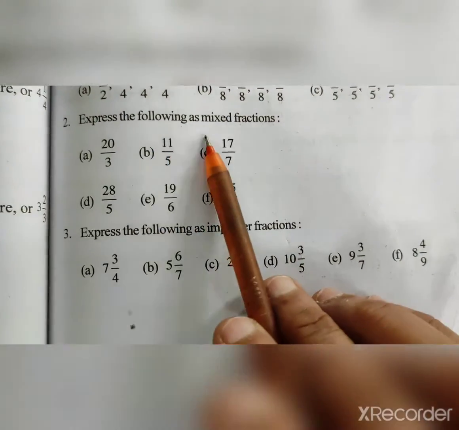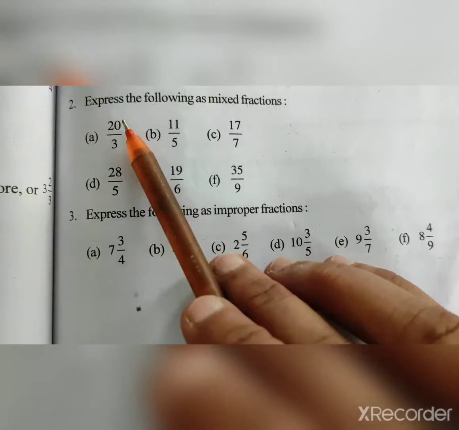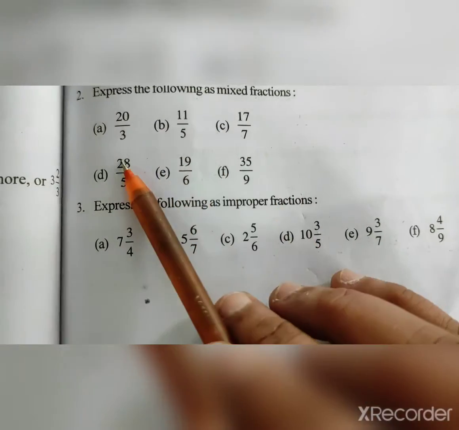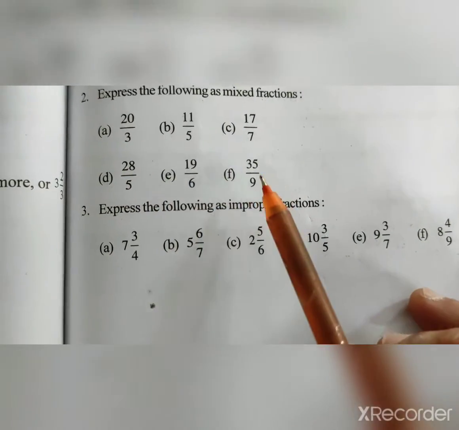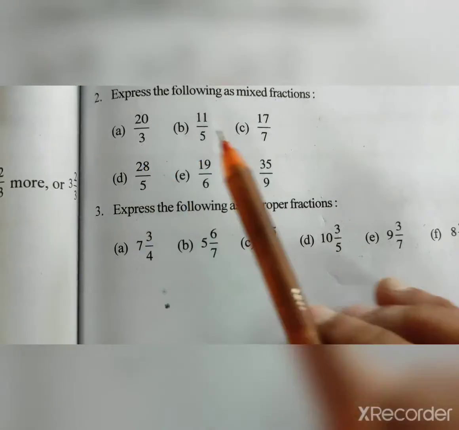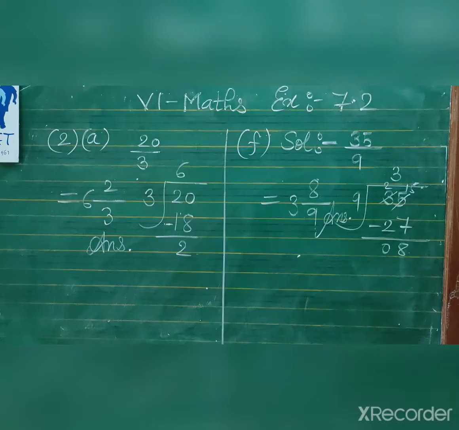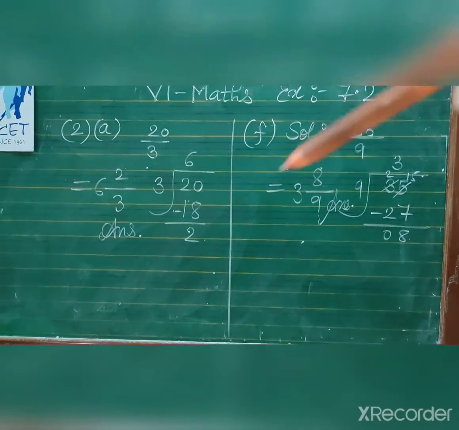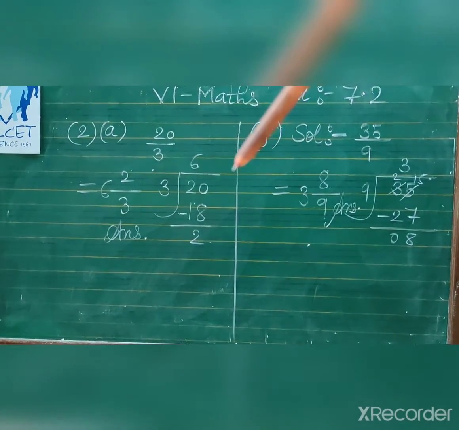Clear? Now second question, express the following as mixed fractions: 20 upon 3, 11 upon 5, 17 upon 7, 28 upon 5, 19 upon 6, 35 upon 9. I am solving A and F for you. The rest of the sums you will solve. Now you can see 20 upon 3. First we will divide 20 by 3.